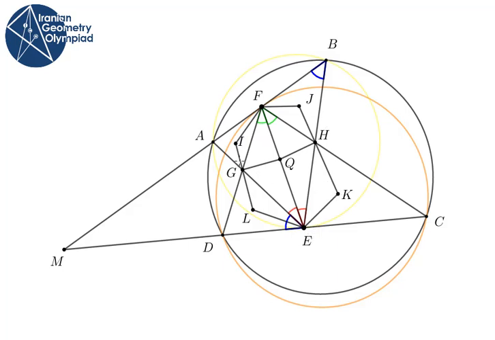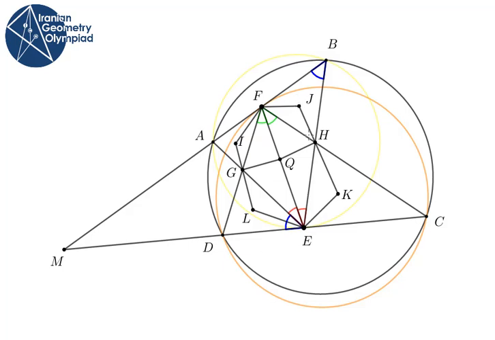So JK is parallel to IL. And because FJKE is cyclic, JK and FE have the same perpendicular bisector. And also IL and FE have the same perpendicular bisector. So IL and JK have the same perpendicular bisector, and this shows that IJKL is an isosceles trapezoid, and so is cyclic.